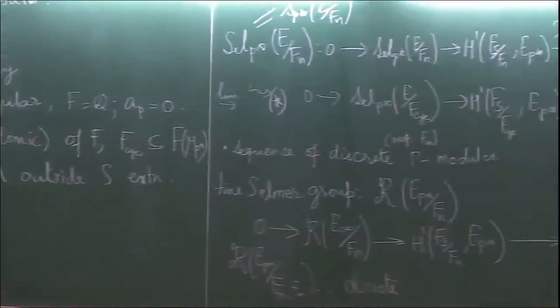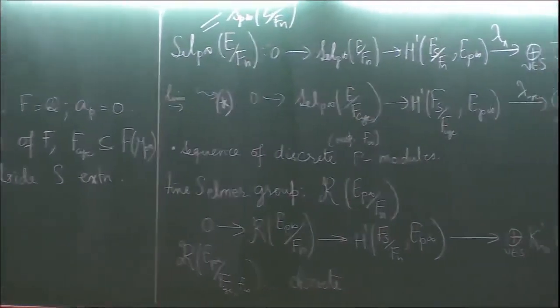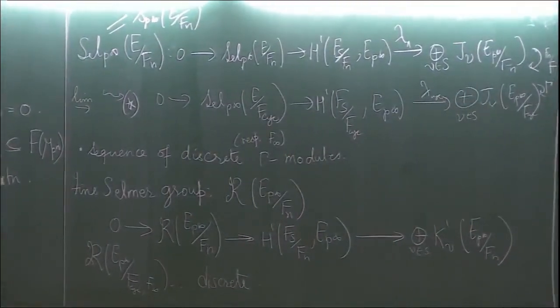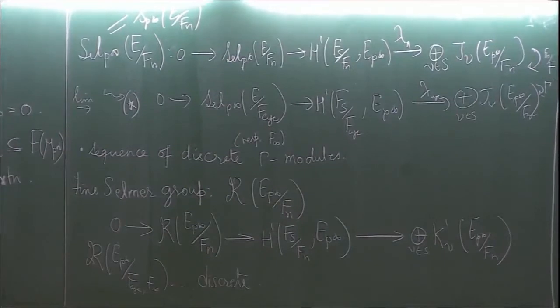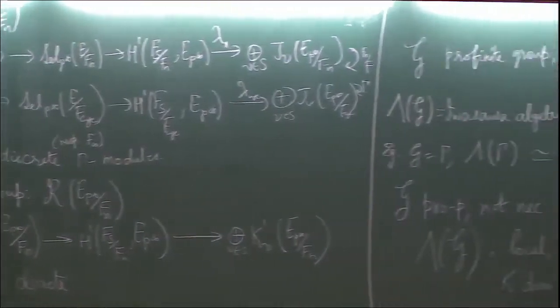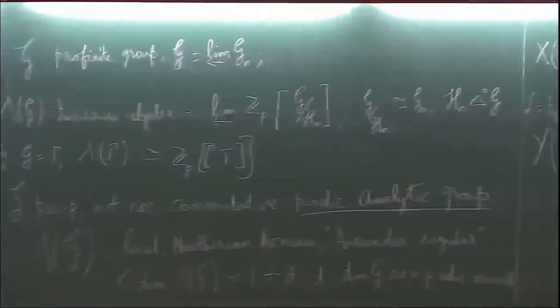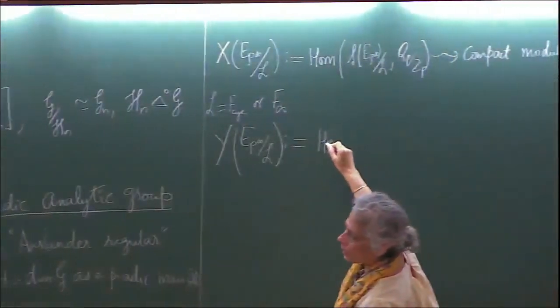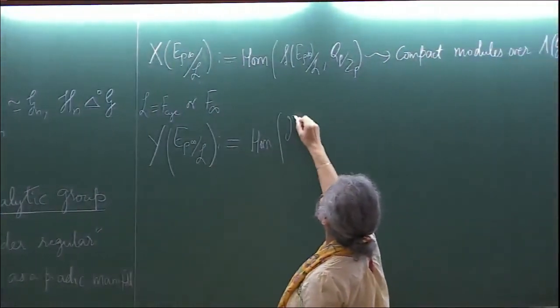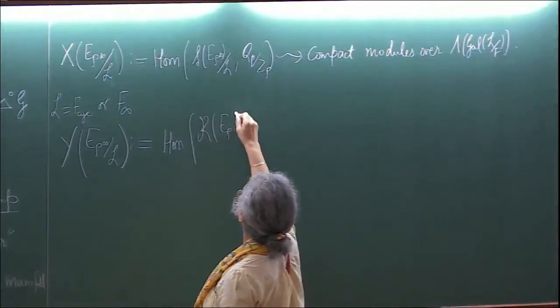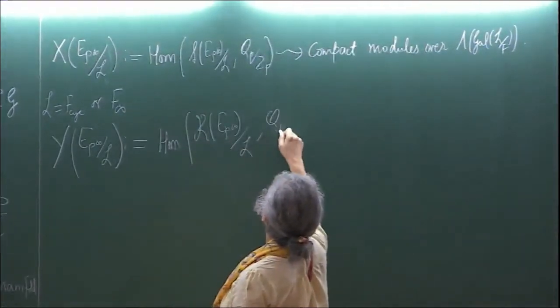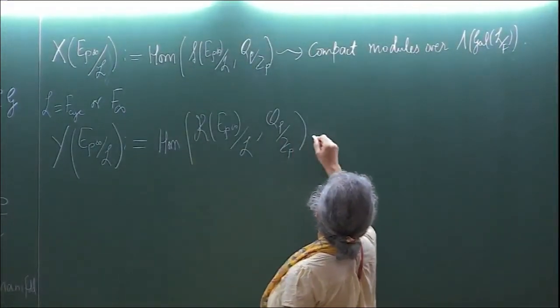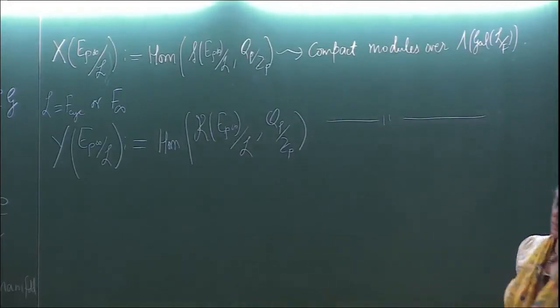And similarly, I'll reserve the letter Y for the dual of the fine Selmer group, Y of E over P infinity over L. This is going to be the Pontryagin dual of R of E over P infinity over L, Q_p mod Z_p, and again, this is a compact module over this.